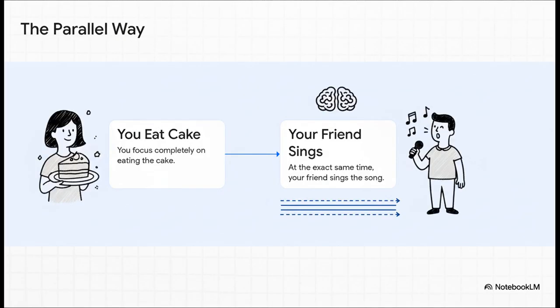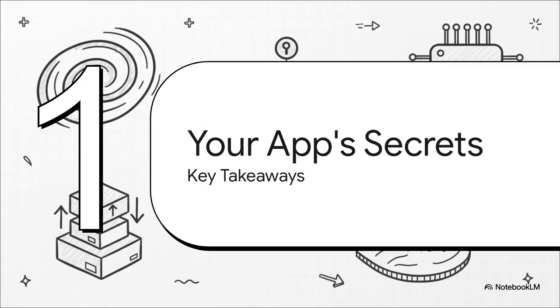And finally, the parallel way. This is when you bring in a friend. You eat the cake while your friend sings the song. Two separate things are happening at the exact same time because you have two people, two resources working at once. Simple as that. So after all that, what are the big secrets you've unlocked about the software you use every single day? What should you take away from this?